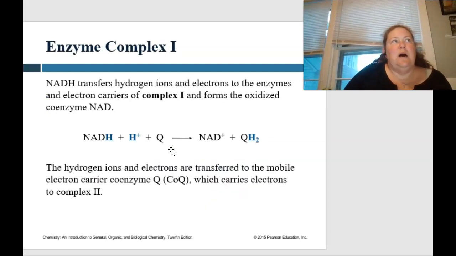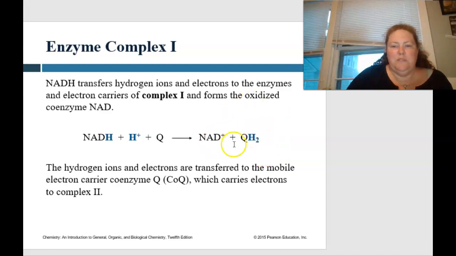So the first thing that we're going to talk about is enzyme complex 1. Remember how NADH only had 1 hydrogen that it picked up? So you can remember it because it's 1 and it's dropping it off at complex 1. Okay, and we'll see that complex 2 is FADH2, so the story will come together. So NADH transfers the hydrogen ions and electrons to the enzymes and the electron carriers of complex 1, and it forms the oxidized coenzyme NAD+. So we're going to drop off the hydrogens from NADH plus H+ to Q, and then we're going to regenerate the NAD+ so it can go back upstream to the glycolysis and citric acid cycle in order to pick up more hydrogens and ship them back down.